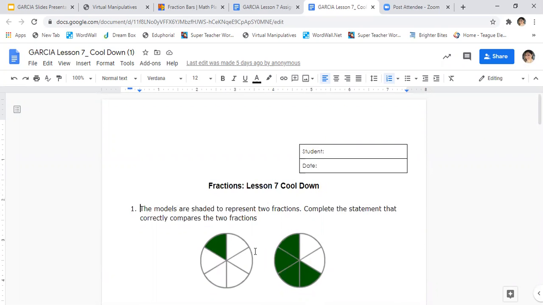I hope that you do very good on this lesson, and I hope that you're able to visualize the fractions by using your fraction bars.